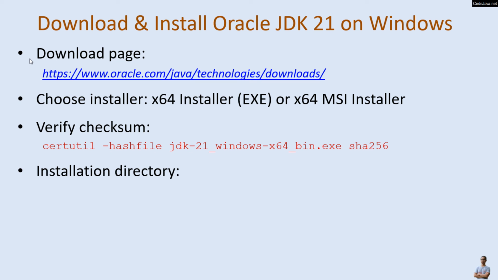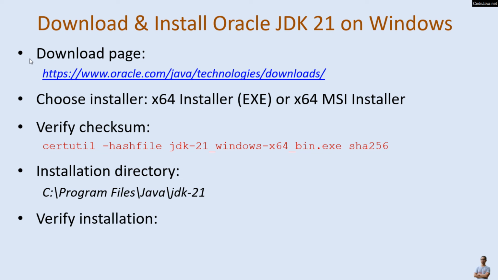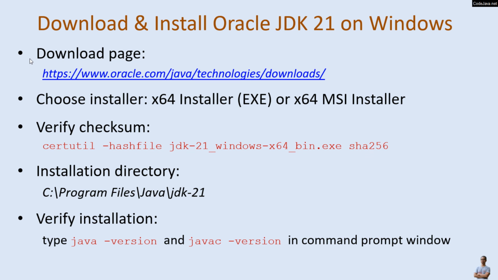And the installation directory of Oracle JDK 21 is in C drive by default. And to verify the installation of Oracle JDK 21, you can type the command java -version and javac -version in a command prompt window.